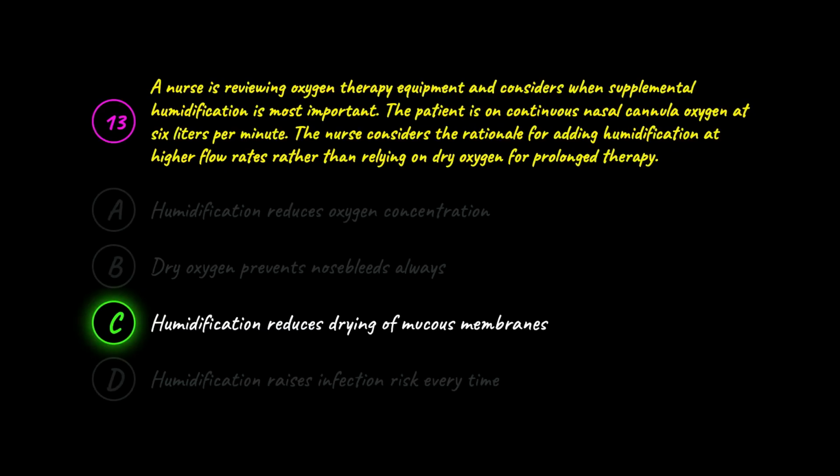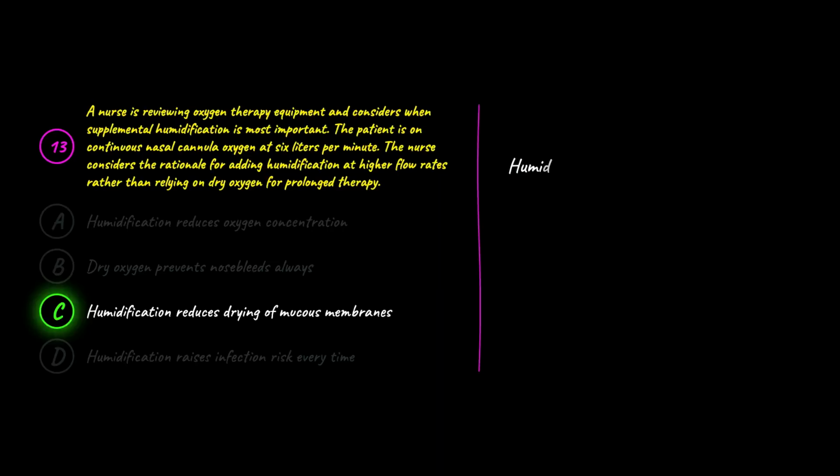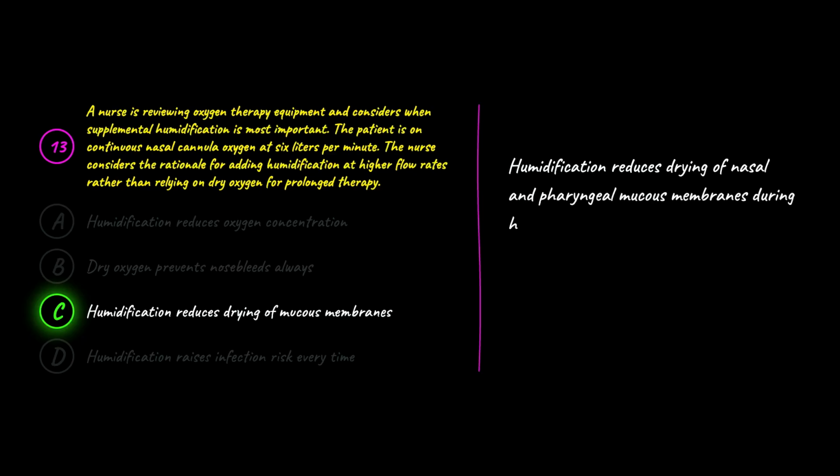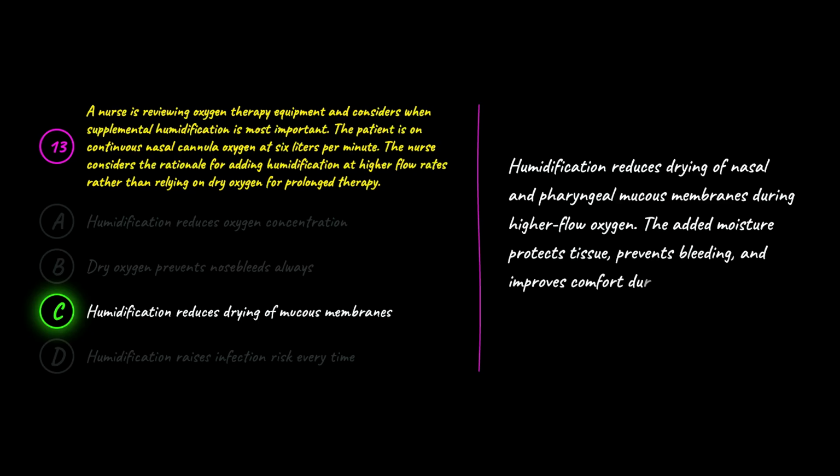The correct answer is C. Humidification reduces drying of mucous membranes. C is correct because humidification reduces drying of nasal and pharyngeal mucous membranes during higher flow oxygen. The added moisture protects tissue, prevents bleeding, and improves comfort during prolonged therapy at flow rates above 4 liters per minute.